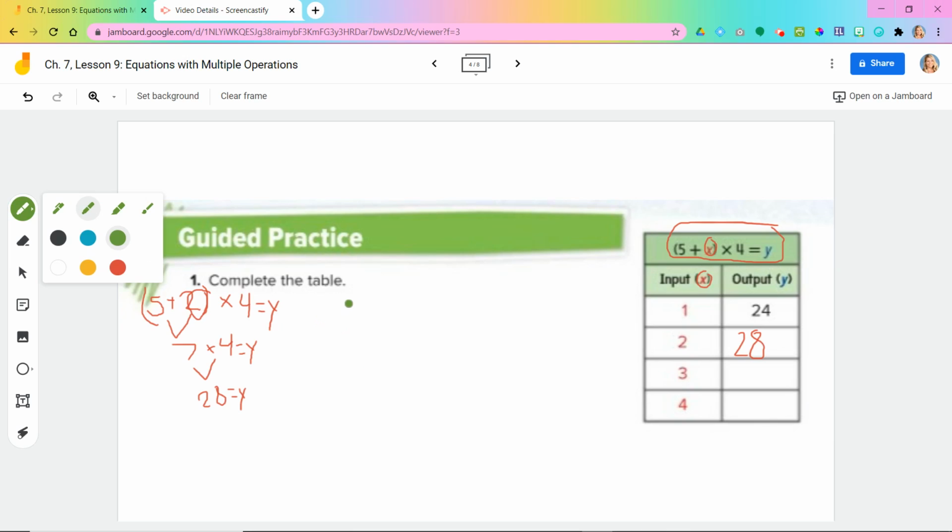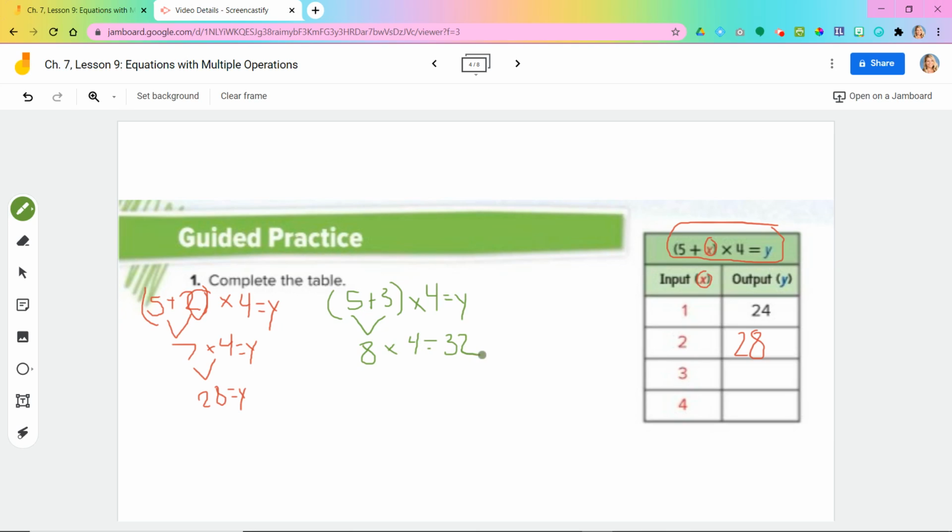All right, let's try the next input of 3. So I'll rewrite it: (5 + 3) times 4 equals y. Parentheses comes first. 8 times 4 is 32. Whoops, I should have written the variable. Sorry, it's been a long day. So when x is 3, y is 32.